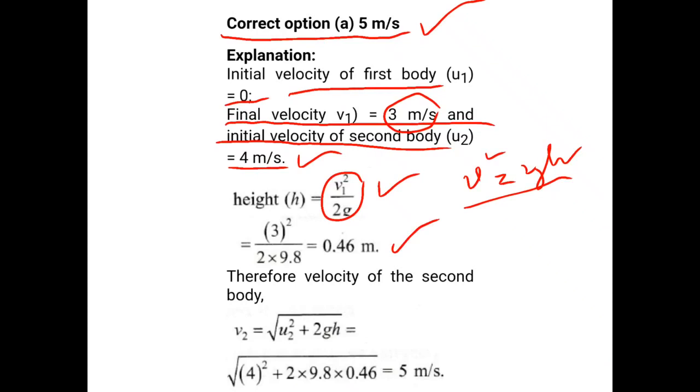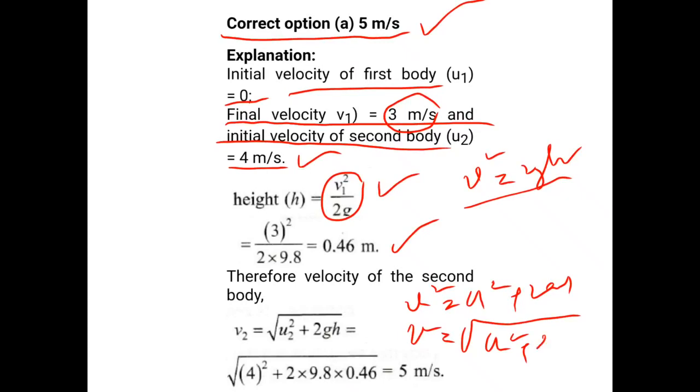Therefore, for the velocity of the body, v square is equal to u square plus 2as. So v is equal to square root of u square plus 2as. Here v becomes v2 and u becomes u2, so v2 is the square root of u2 square plus 2 a s, where a means g and s means h. If you substitute the values here, since we already know the h value, you will get 5 meter per second as the correct answer.